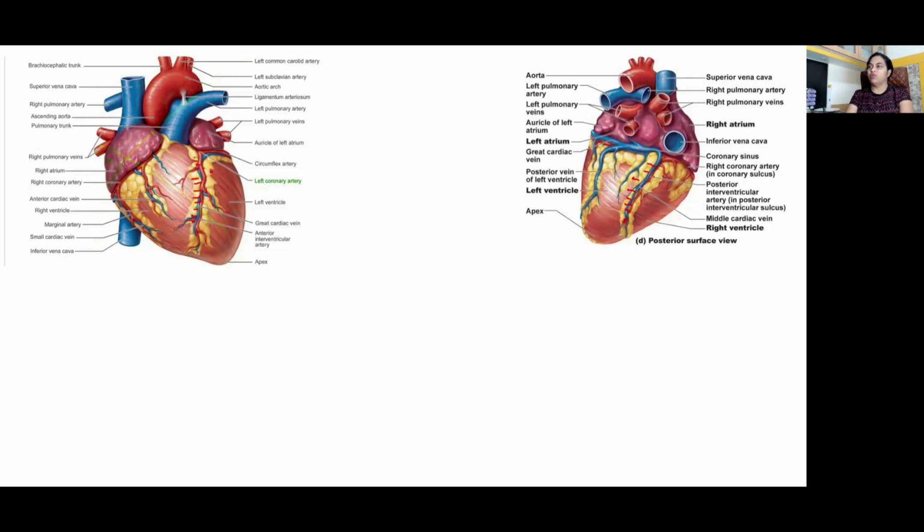And here, posterior interventricular branch accompanied by the middle cardiac vein. This is your anterior part of the atrioventricular groove. You see the right coronary artery, and these veins crossing it will be the anterior cardiac veins. The left part of the atrioventricular groove, you get to see the left circumflex artery and the great cardiac vein.